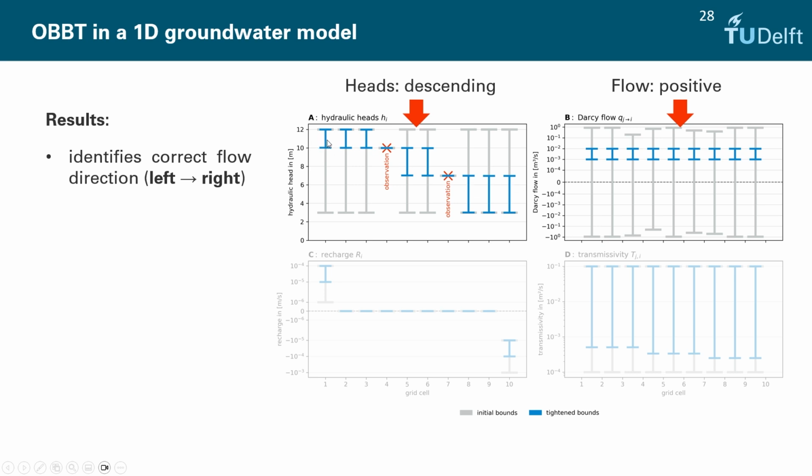We also see that it figures out that the hydraulic head levels have to drop from left to right accordingly. And specifically, we notice that it realizes that you have to thread your hydraulic heads through the observations. So it notices that to the left of the first observation, hydraulic heads can't be lower, and to the right of the second observation, they can't be higher, as that would conflict with Darcy flow.